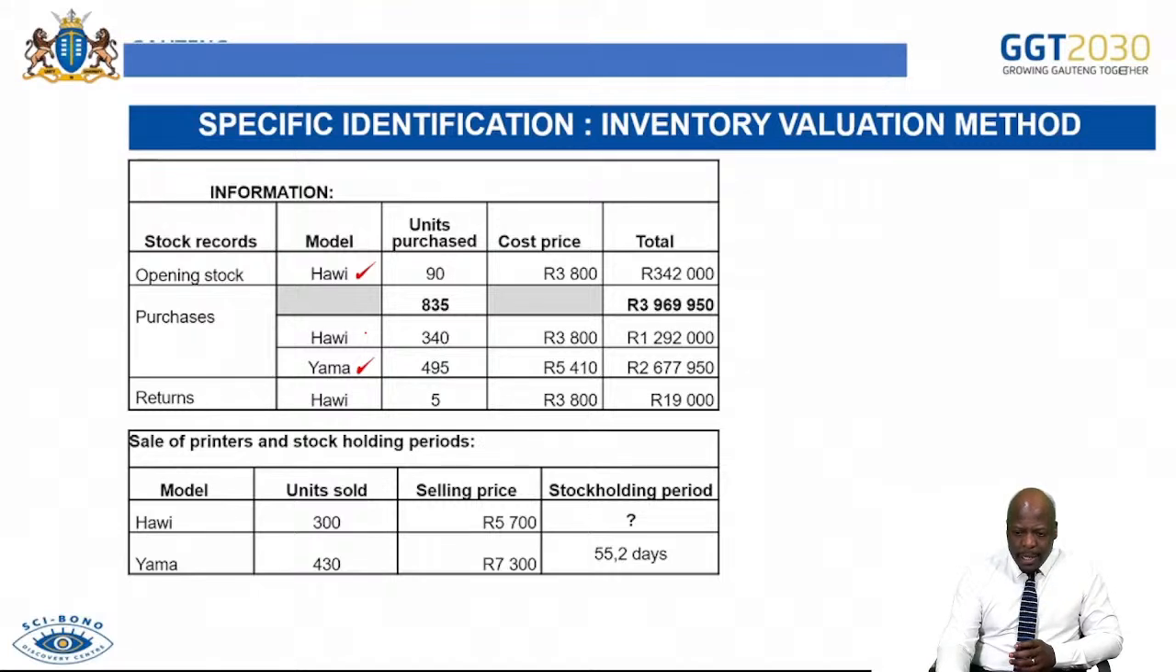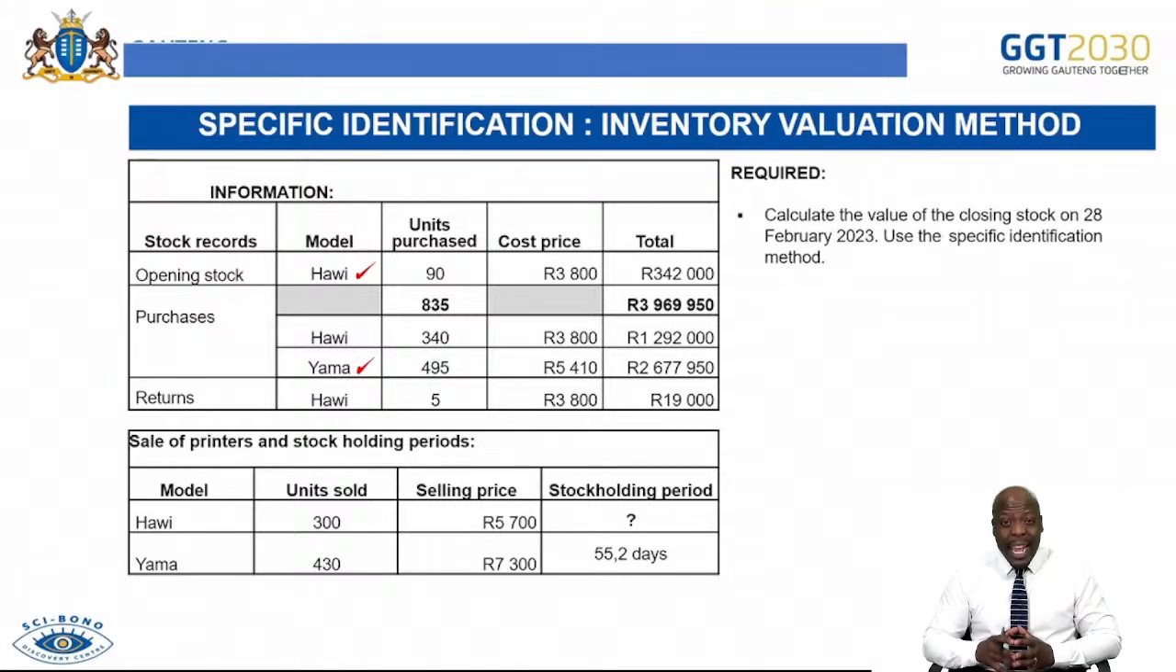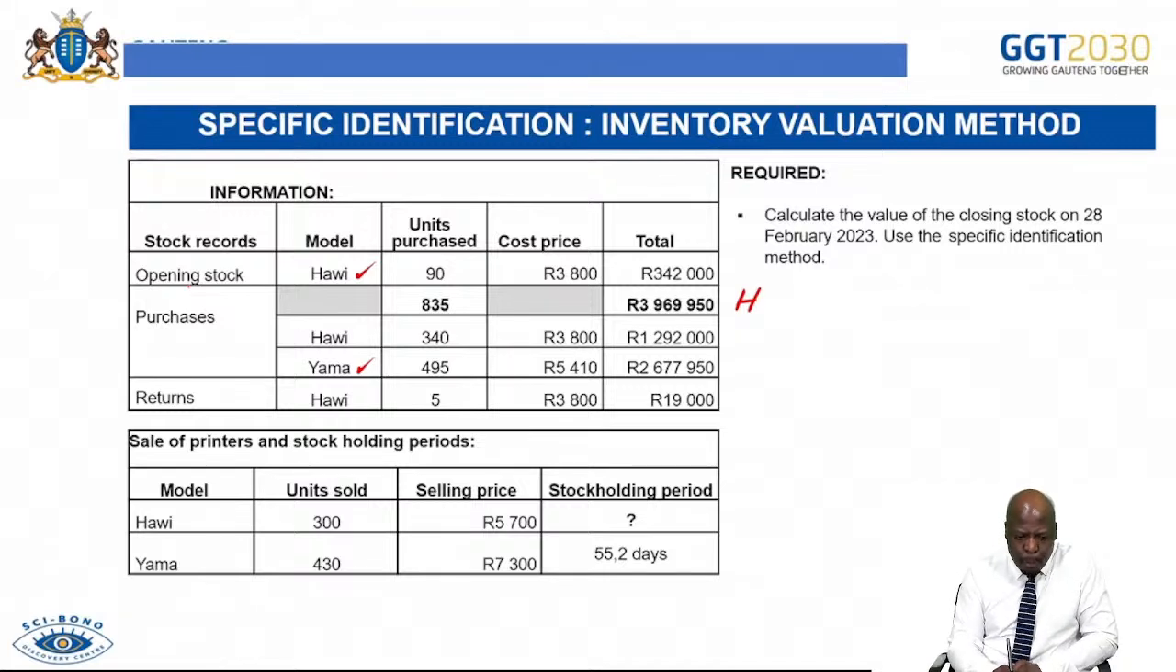Okay, let's see what we are required to do. Calculate the value of closing stock on 28 February. Use the specific identification method. Let's go. So the first one is to start with the Howie. With the Howie, you see we have opening stock here. So I'll now say with the Howie, my stock at the beginning of the year, it's 90. So I have my 90 here, opening stock.